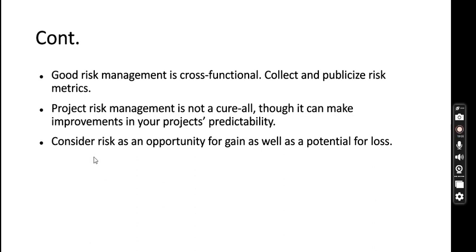Then project risk management is not a cure-all. It does not cure all the issues, but it can make improvements in your project predictability. Consider risk as an opportunity for gain as well as a potential for loss. I've been talking about this statement and I need to come at the end of it all. So consider it as a possibility for gain or potential loss. That is a risk, and that is how we can manage risks.